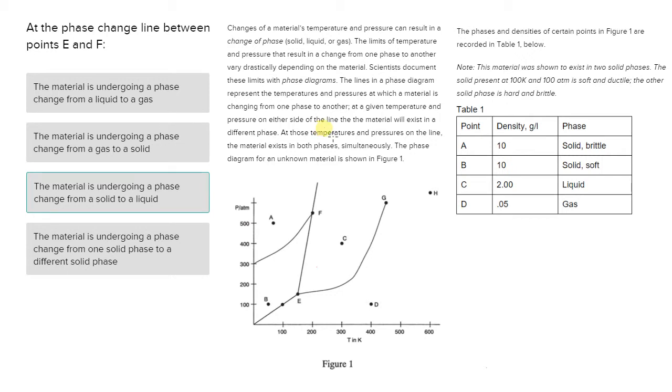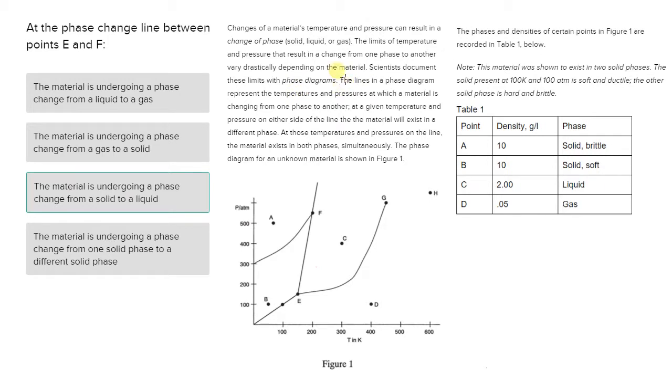This is Jake Pazicki, and this is an ACT Science data interpretation question. Now, this question is asking us about this line in this phase diagram. It's asking us, on this line, what is happening to the material? And to understand that, you really have to understand the phase change diagram itself.